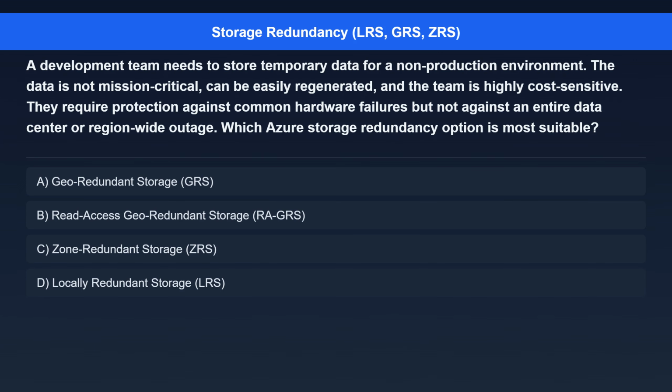Question 3. A development team needs to store temporary data for a non-production environment. The data is not mission critical, can be easily regenerated, and the team is highly cost sensitive. They require protection against common hardware failures, but not against an entire data center or region-wide outage. Which Azure storage redundancy option is most suitable? Option A. Geo-redundant storage, GRS. Option B. Read Access Geo-redundant storage, RAGRS. Option C. Zone redundant storage, ZRS. Option D. Locally redundant storage, LRS.